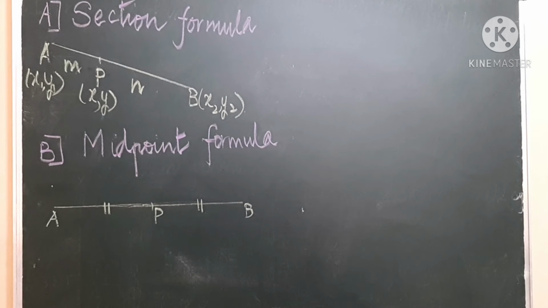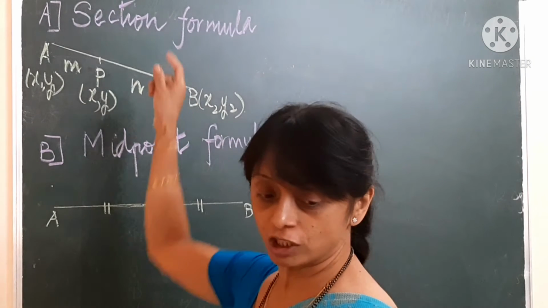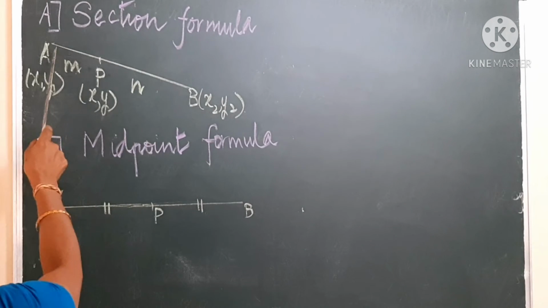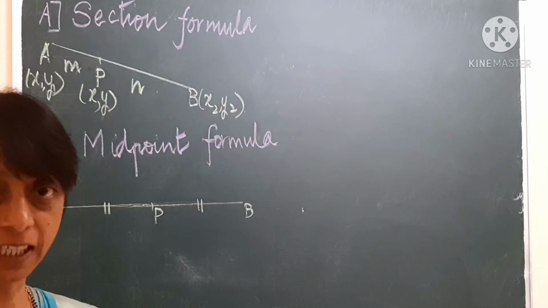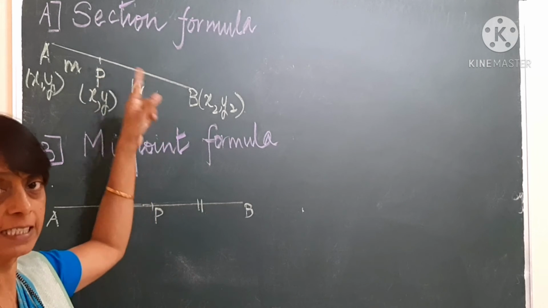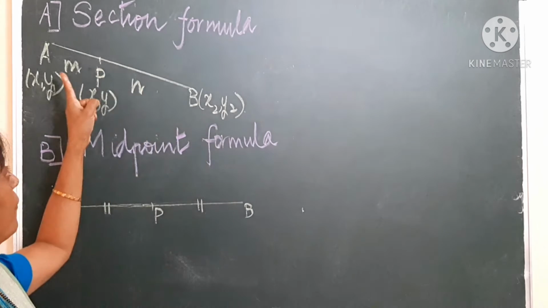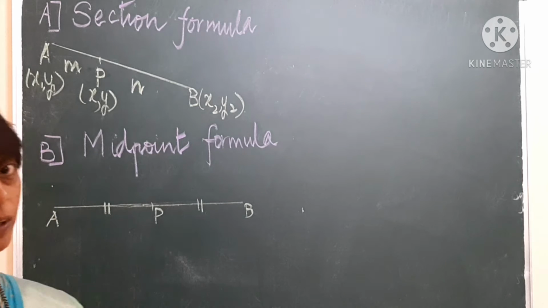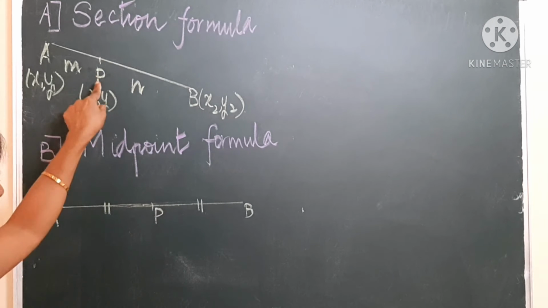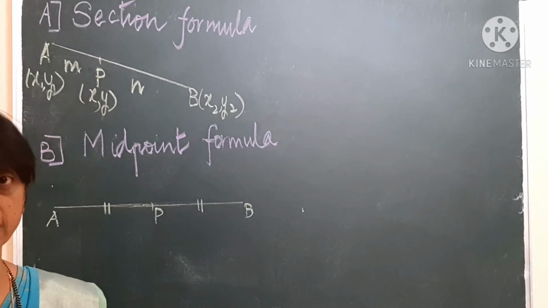Now children, let's recall the section formula. What was the section formula? Any line or segment given to you and a point of intersection dividing that line in the ratio of m:n. How do we calculate the coordinates of that point of intersection? Here, as you observe, it is point P.